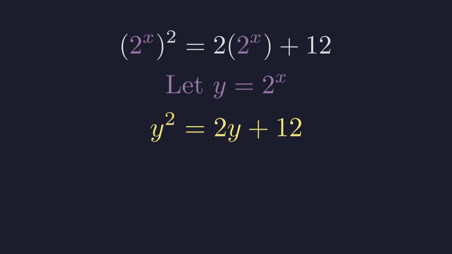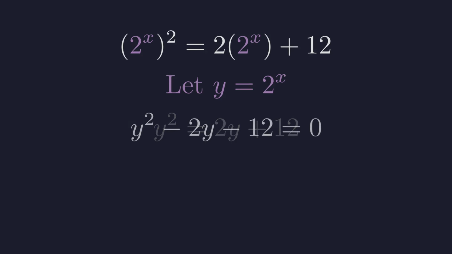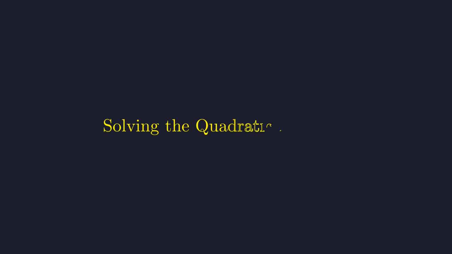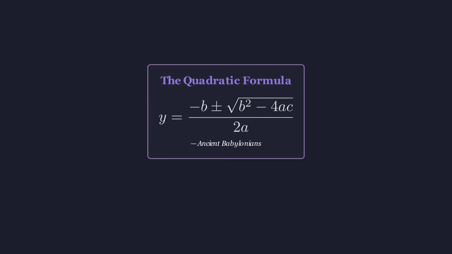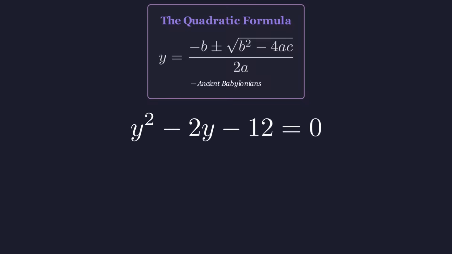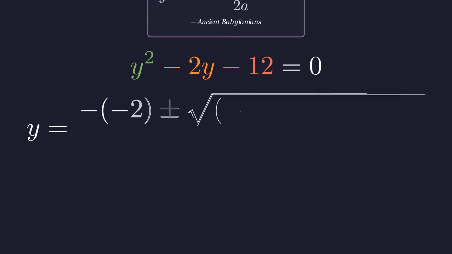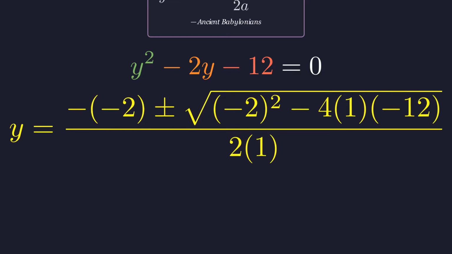Let's move everything to one side. y squared minus 2y minus 12 equals 0. Now, we just need to solve this quadratic. This doesn't factor nicely, so let's use the quadratic formula. Looking at our equation, we have a is 1, b is negative 2, and c is negative 12. Plugging these into the formula, let's work through this.